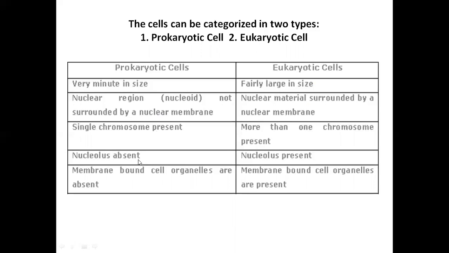Now, here the nucleolus is absent, but in eukaryotic cells the nucleolus is present. Membrane-bound cell organelles are absent in prokaryotes and membrane-bound cell organelles are present in eukaryotes. We are going to study about membrane-bound cell organelles in detail further in this chapter.